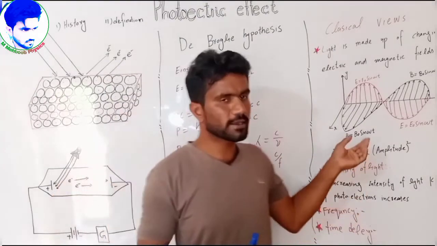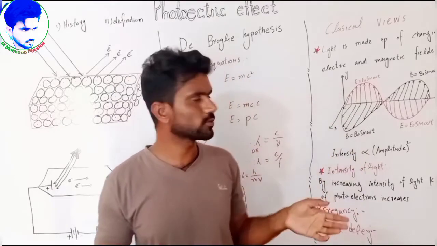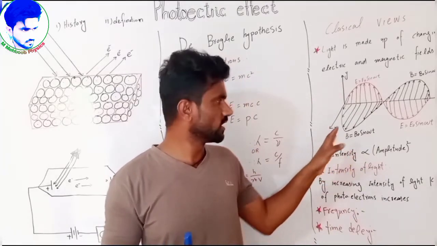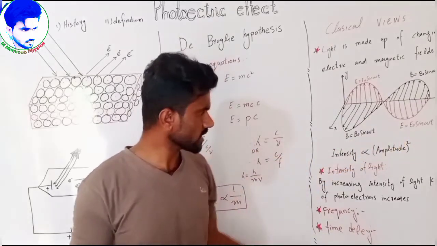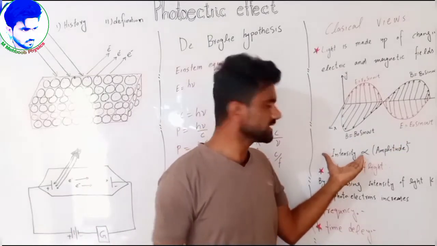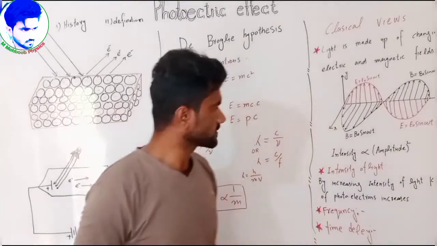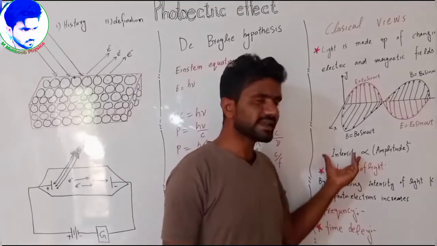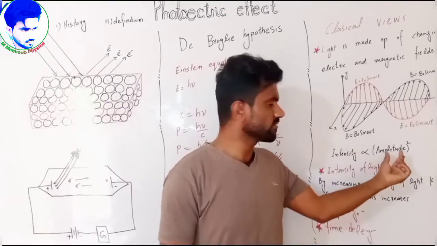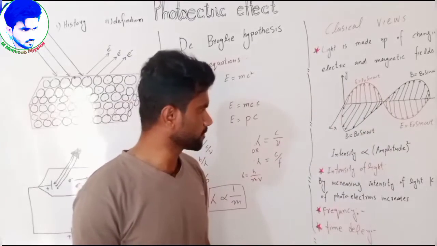Most of the time, information is delivered from one point to another in the world by these electromagnetic waves. The intensity of the light wave is directly proportional to the square of the amplitude of the wave. That means when we increase the intensity of the light, we increase the amplitude of that electromagnetic wave.